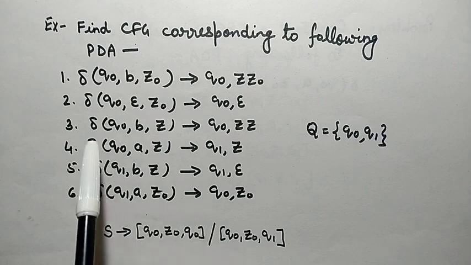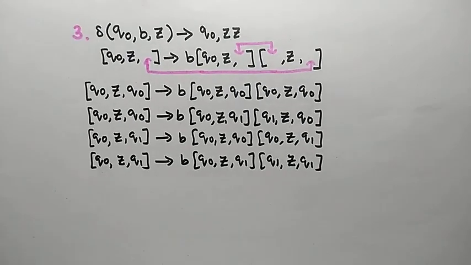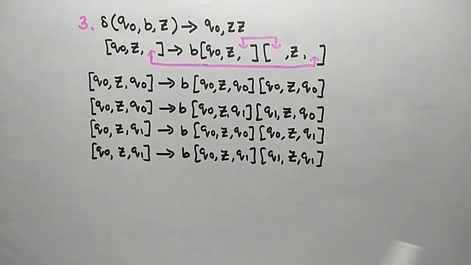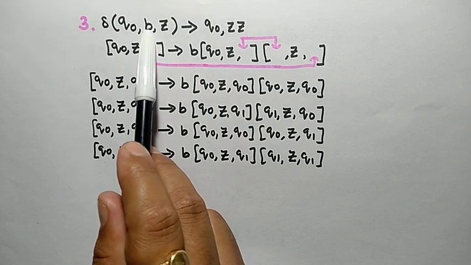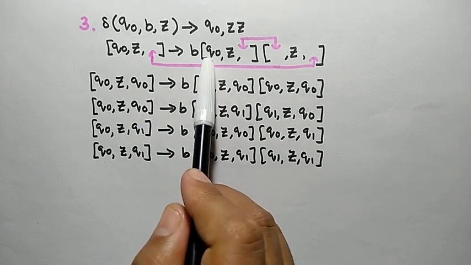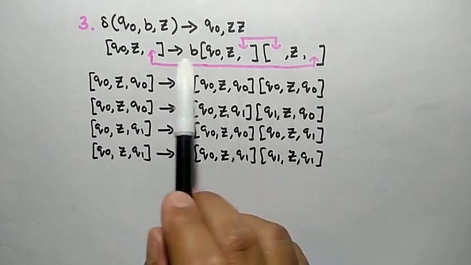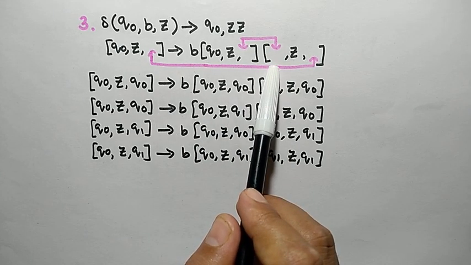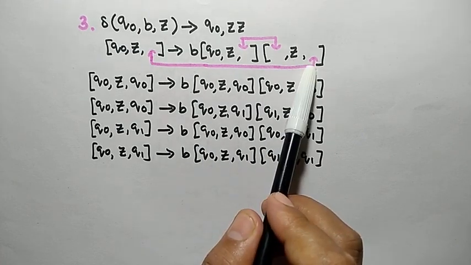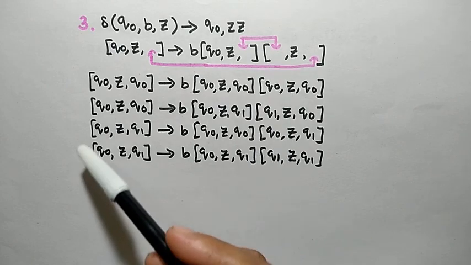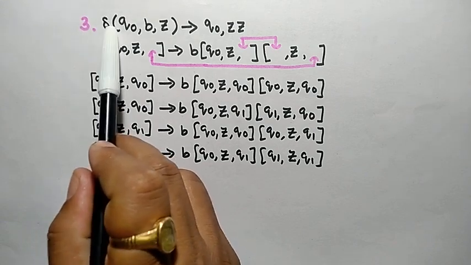And now the production rules corresponding to this third transition rule will be like this. We will write Q0 here, this stack symbol Z will be written here, this input symbol B will be written here, this Q0 will be written here, and we will write these 2 stack symbols here. Then these blank spaces will be filled by states Q0 and Q1, and we will make all the possible combinations of Q0 and Q1, keeping these two states and these two states same. So we will get these 4 production rules corresponding to this third transition rule.